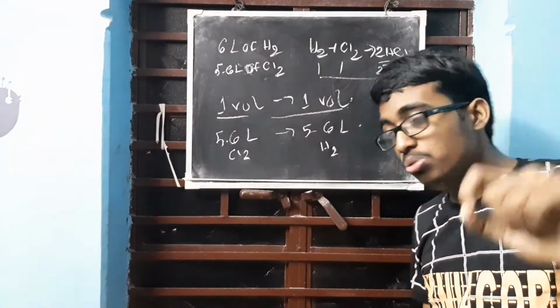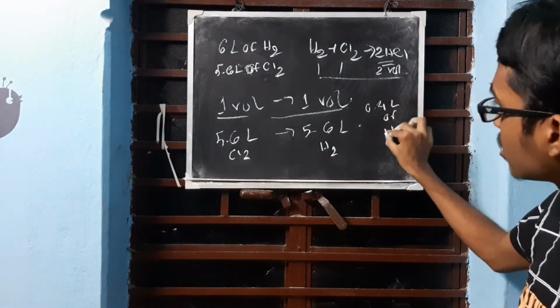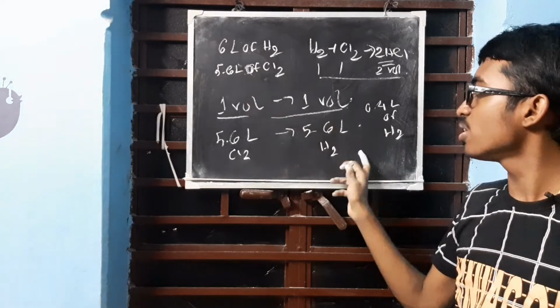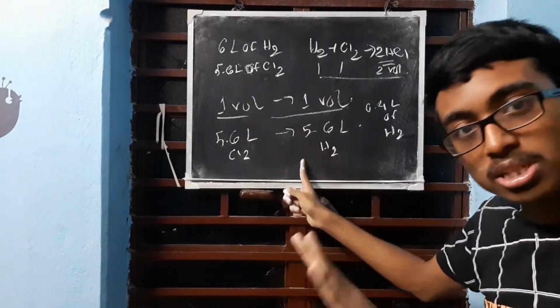5.6 liter of H2 only. So remaining H2 is how much? 0.4 liter of H2. Remember this value. 0.4 liter of H2 is remaining. Right? So 5.6 liter reacts with 5.6 liter to give this.